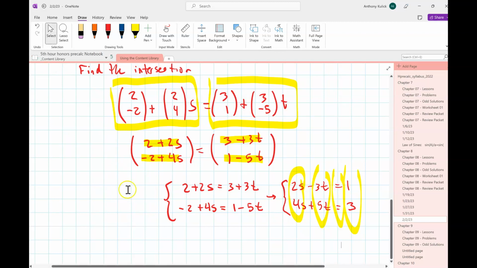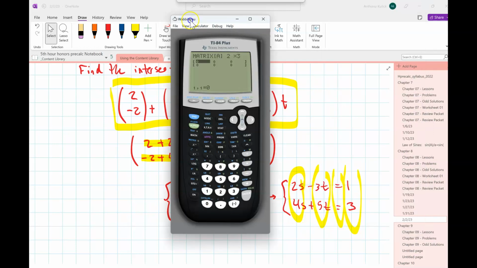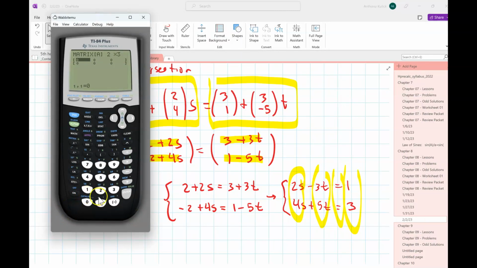What we'll do now is go to the calculator, type this system in, and just use a matrix to solve it. So second, and the matrix button, we'll go over to the edit command. I'm going to pick matrix A. That's a 2 by 3 matrix. And all I'm going to do is type in the coefficients. So 2, negative 3, 1, and then 4, 5, 3.